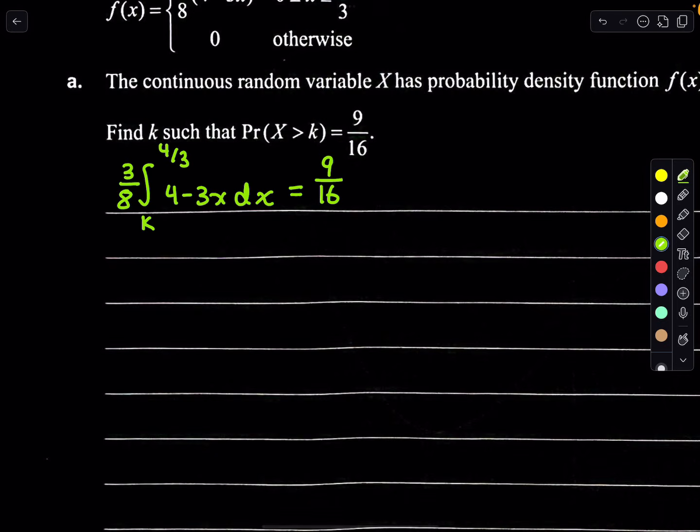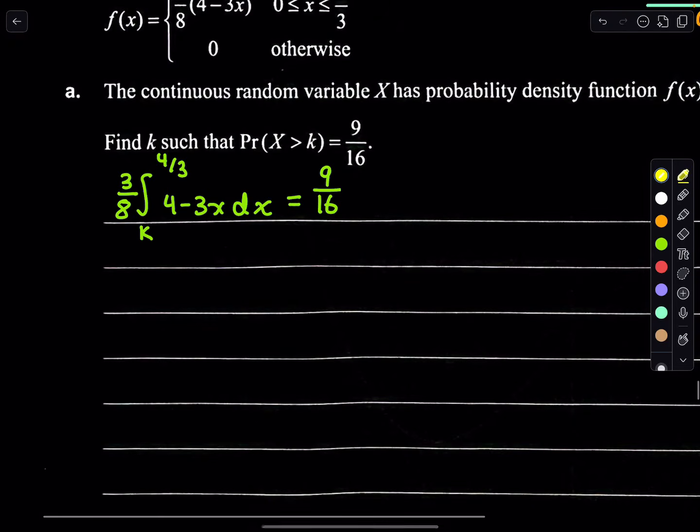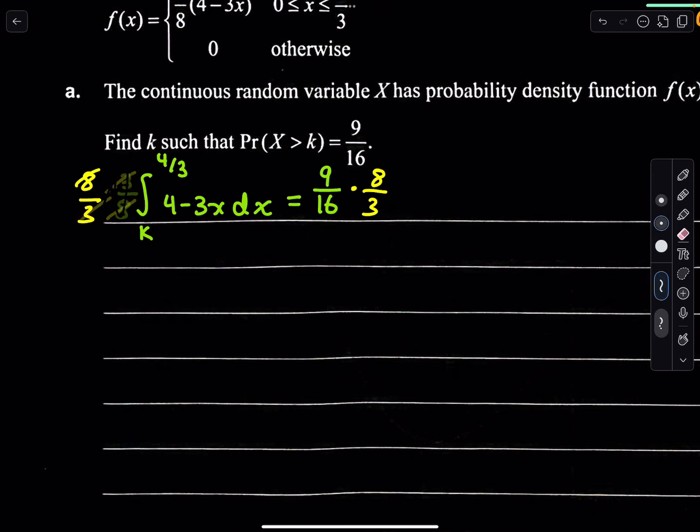First of all, this 3/8, I can get rid of it. If I multiply both sides by 8/3, the reciprocal of this, can you see how these 8s cancel out? The constant disappears. So how many 3s go into 9? It's 3. And how many 8s go into 16? It's twice. So this just simplifies to 3/2. Done. And let's integrate this.